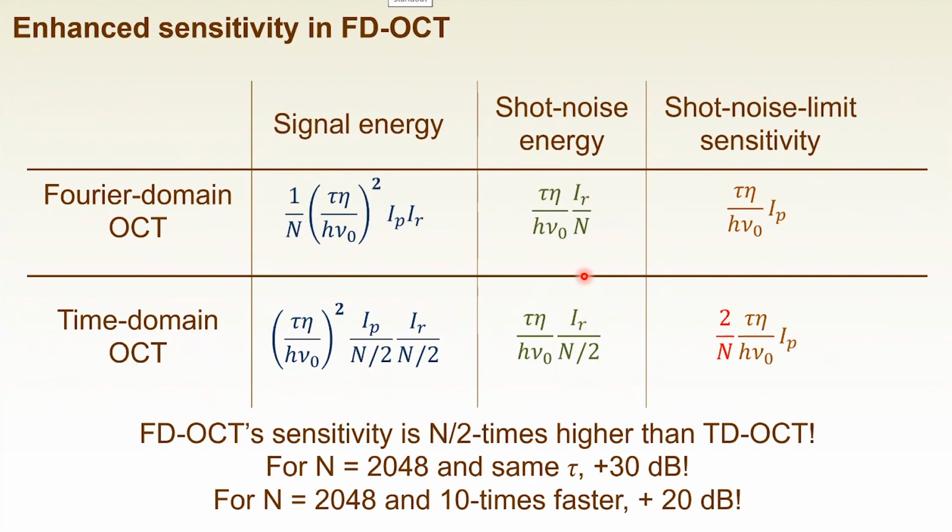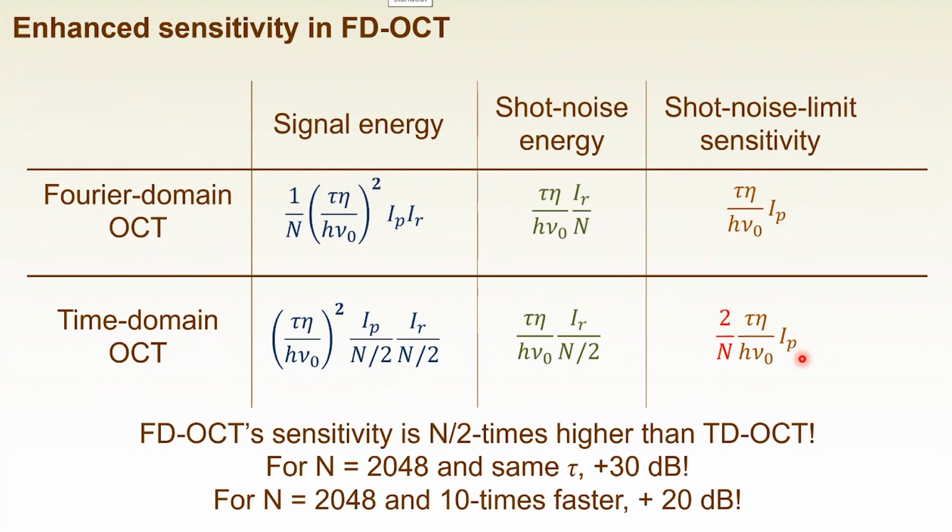Okay, in Fourier domain OCT, IR is distributed into each pixel of the spectrometer, so it's divided by n. But now the IR is divided by all of the depth pixels, so it's divided by n over 2. And then we compute the signal to noise ratio, and it becomes this equation, right? This has already been shown in the previous discussion.